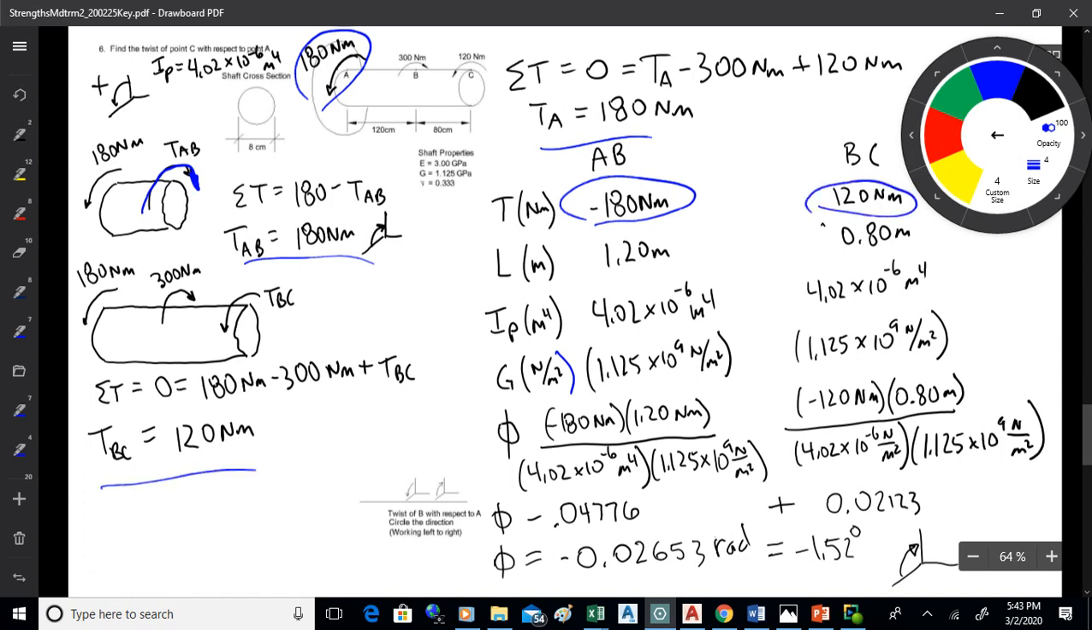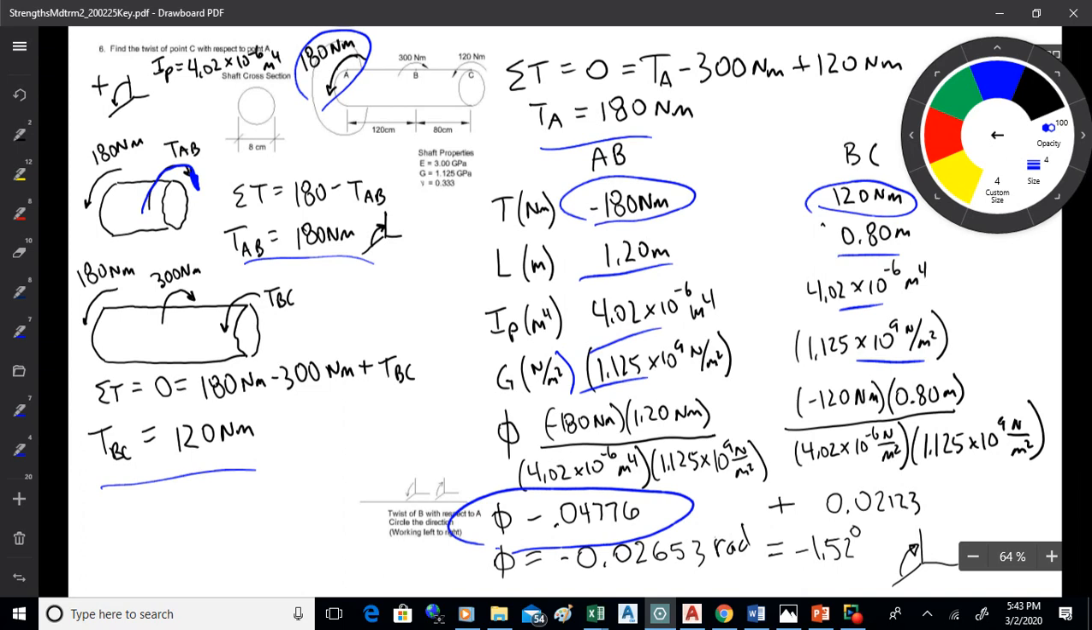So there you go. And then you just take TL of each segment there, divide it by I and divide it by G, and you'll get the twist of each segment. Okay, so the first one of B with respect to A is negative 0.04776, and the next one going from B to C is positive 0.02123. Add them together, you get a negative 0.02653 radians, which is negative 1.52 degrees. So that's how C twists with respect to A.